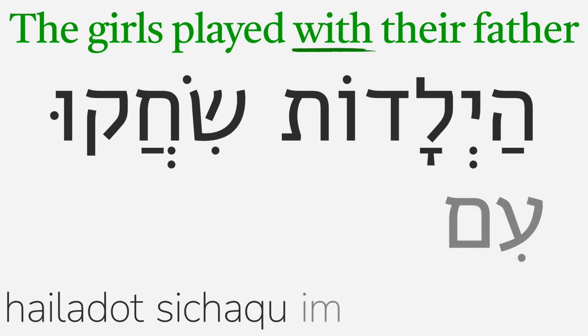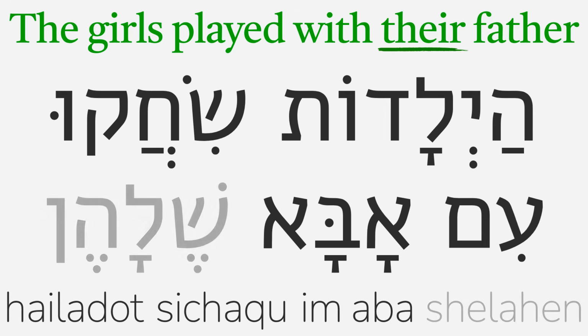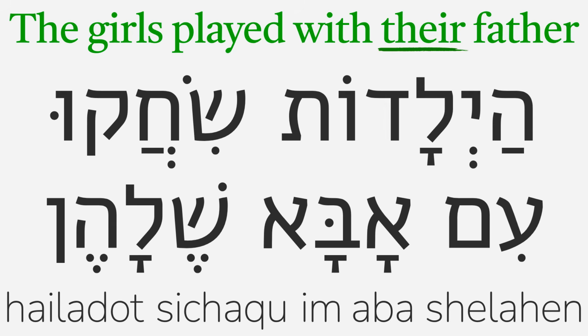With is im, father is aba, and there, where the they is feminine, will be shelahen, of them. Aba shelahen, their father. Hayladot sichaku im aba shelahen. The girls played with their father.